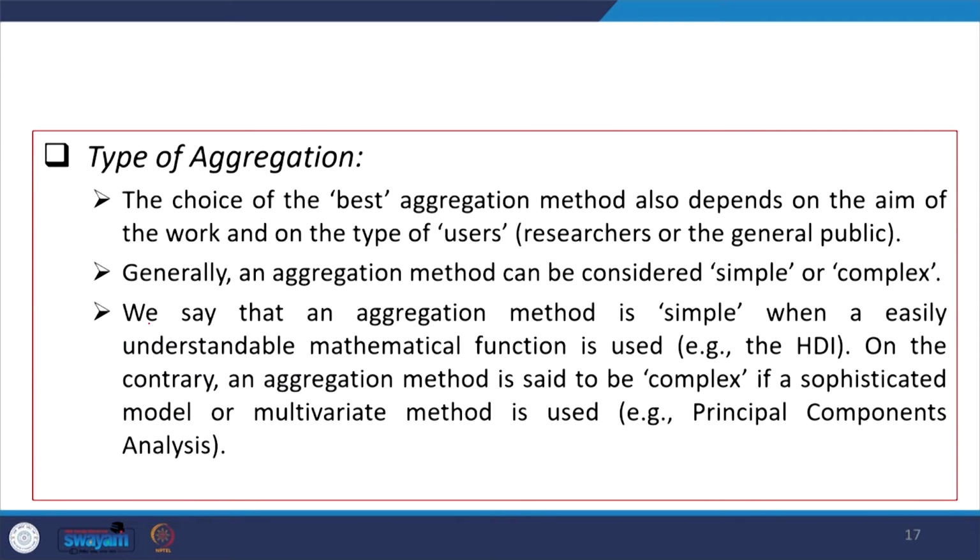Okay, so the type of aggregation is important. The choice of the best aggregation method also depends on the aim of the work and the type of users. The type of users may be researchers or the general public. Generally, an aggregation method can be considered as simple or complex. We say that an aggregation method is simple when an easily understandable mathematical function is used.